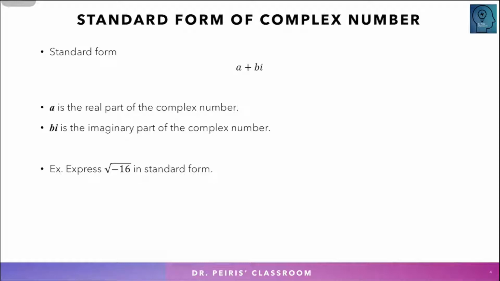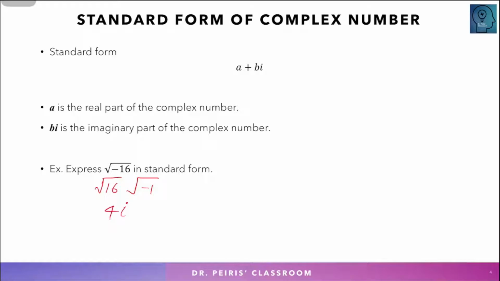I want to express the square root of -16 in the standard form of a complex number. You first write down the square root of -16 using i. We follow the same method that we learned in the previous examples. So the square root of -16 can be simplified as the square root of 16 times the square root of -1. The square root of 16 is 4, and the square root of -1 is i.